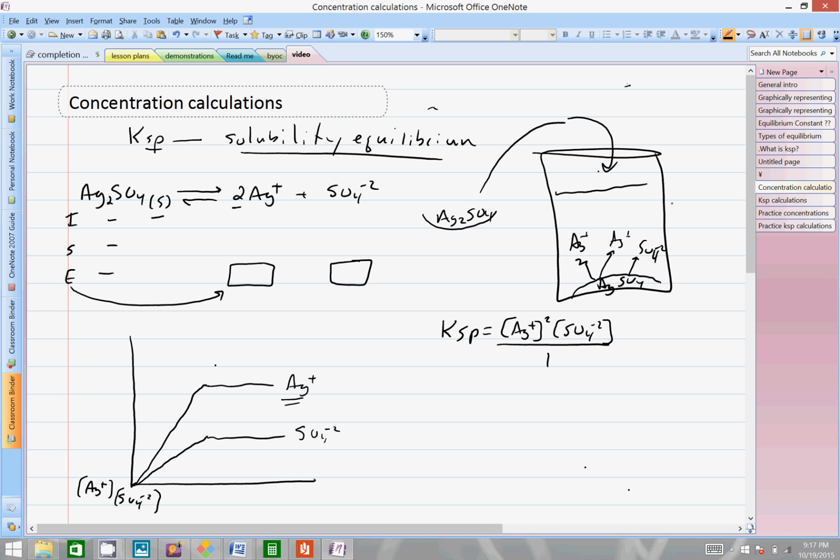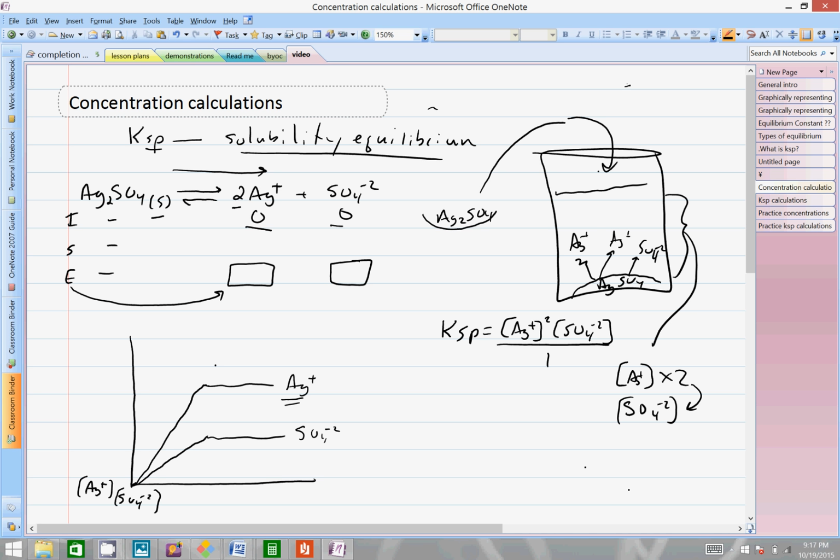In this particular solution, because we started with nothing in there to begin with, so there's a 0 here, 0 here, the ratio of concentration of Ag plus is twice that of the SO4 minus 2. Always going to be twice. It's impossible for there not to be two Ags for one SO4 as this stuff dissolves to produce ions. Alright, so again, as it dissolves, had nothing to begin with.